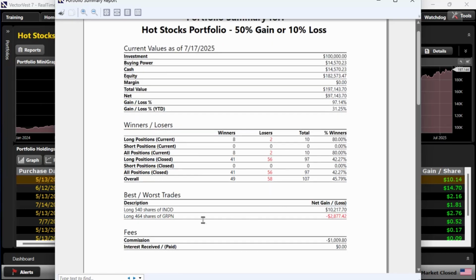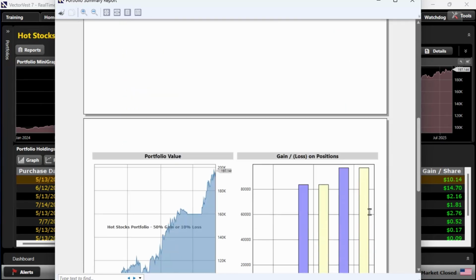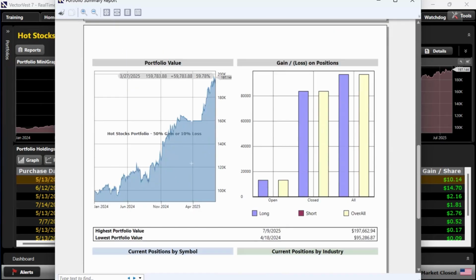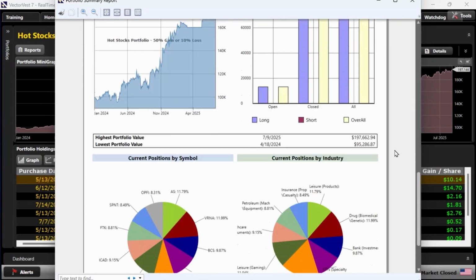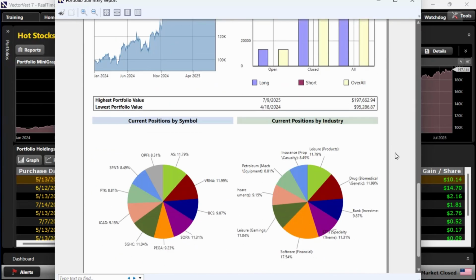46% total. Here were the best and worst trades. The commission paid. Some other information here: percent gain/loss on positions, current position by symbol, and current position by industry, giving us an idea of how overly weighted maybe we are in one industry.